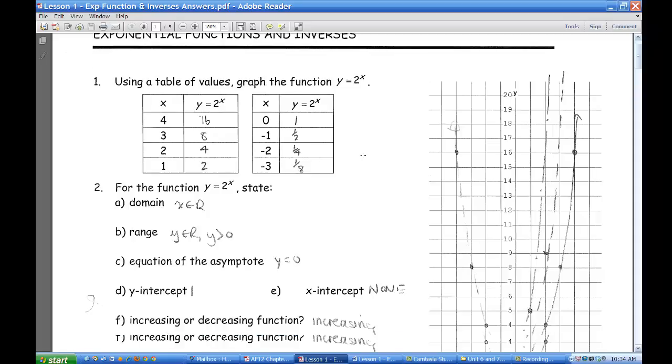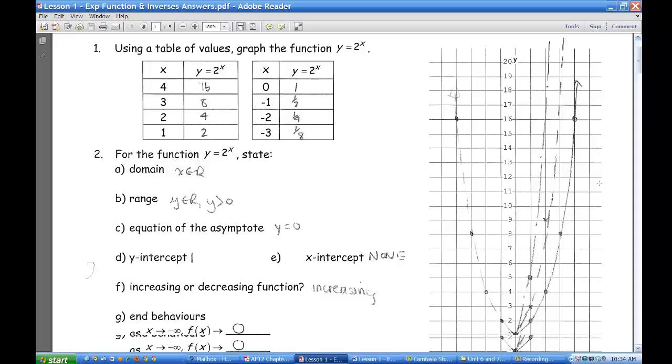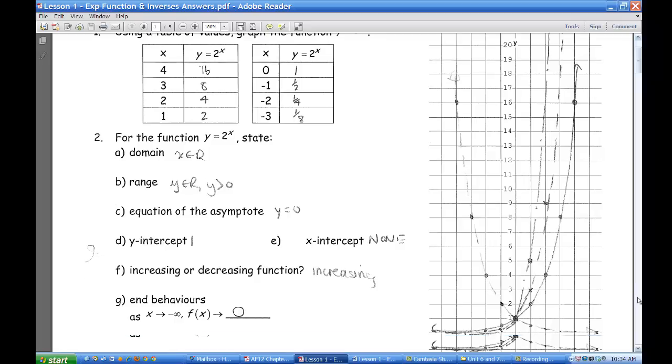Now what we're going to do is plot the x and y and connect the dots, and this is the graph that we're going to get as a result, 2 to the power of x. So let's look at the domain. Domain goes from left to right on the x, so as you can see we can go indefinitely to the left and indefinitely to the right. For the range, y is all real numbers.